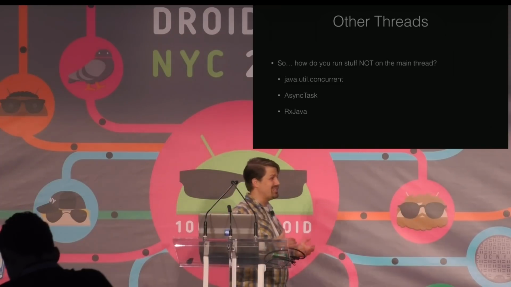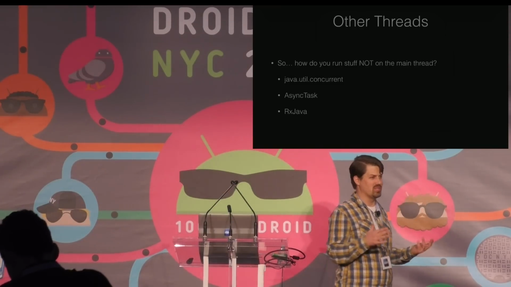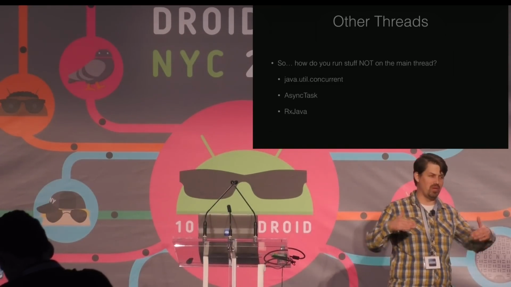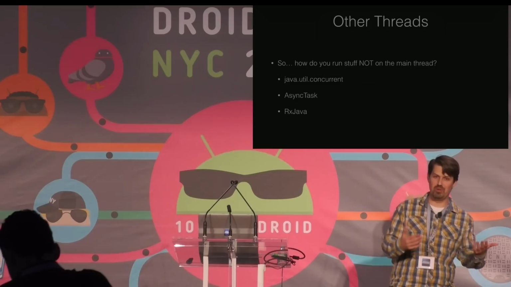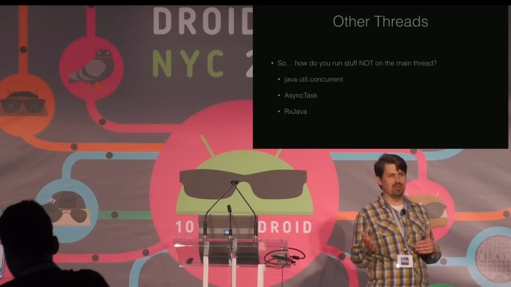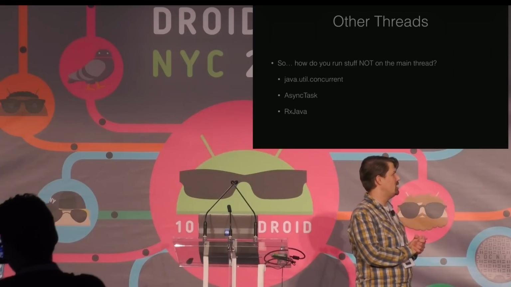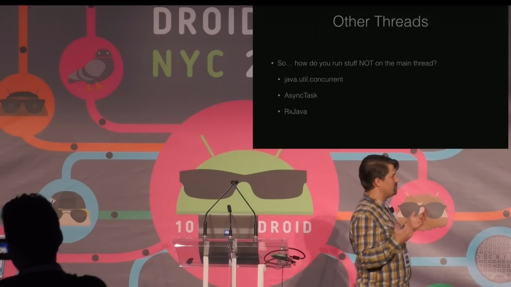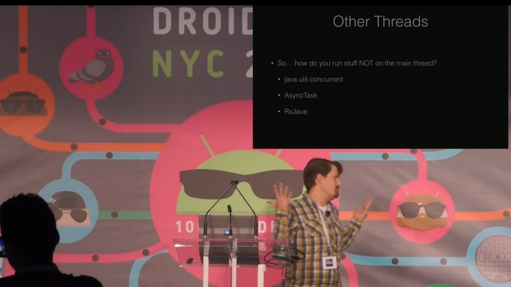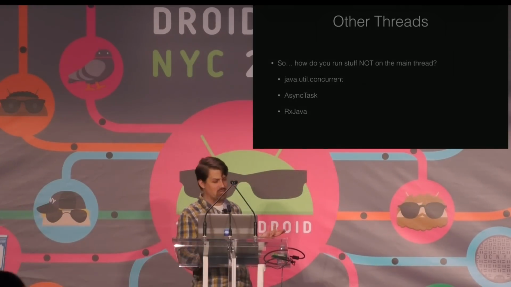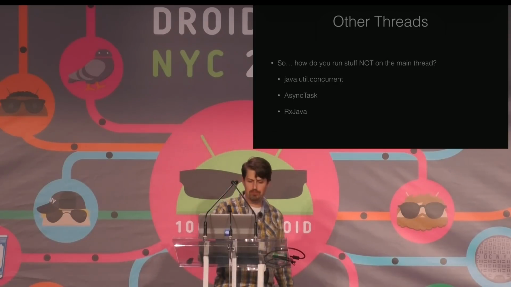Another good thing about AsyncTask is it does come with Espresso support out of the box, so Espresso will wait for your AsyncTask to finish before it operates on your UI. But you can accomplish that with these other mechanisms through things like IdlingResource with Espresso. So I personally don't use AsyncTasks, but I use RxJava. We use RxJava in our app.